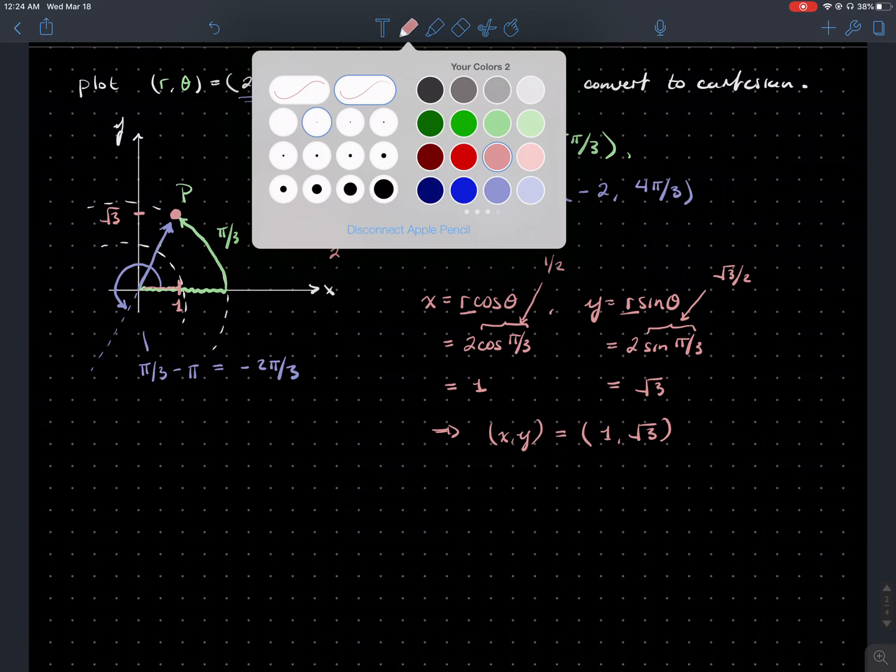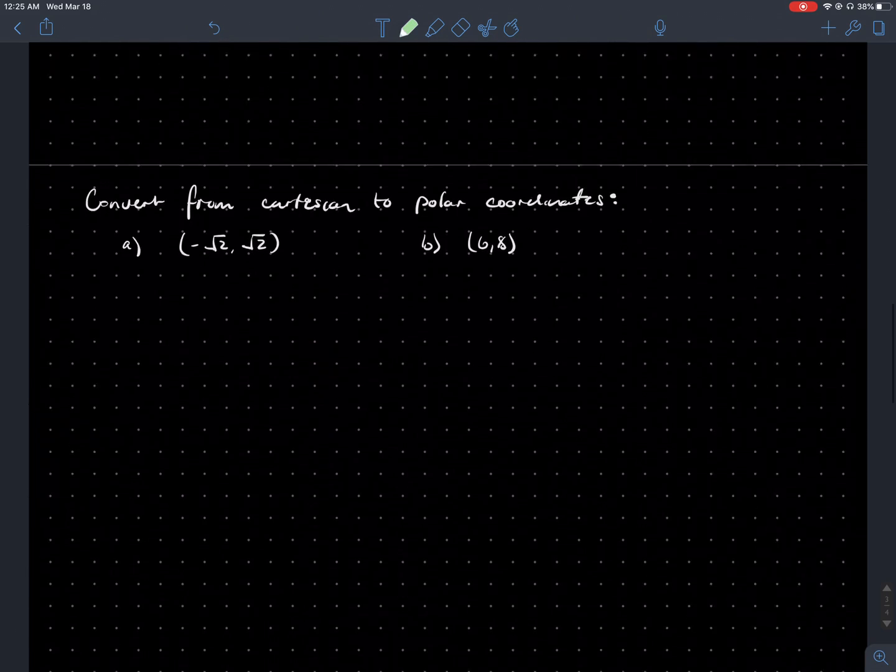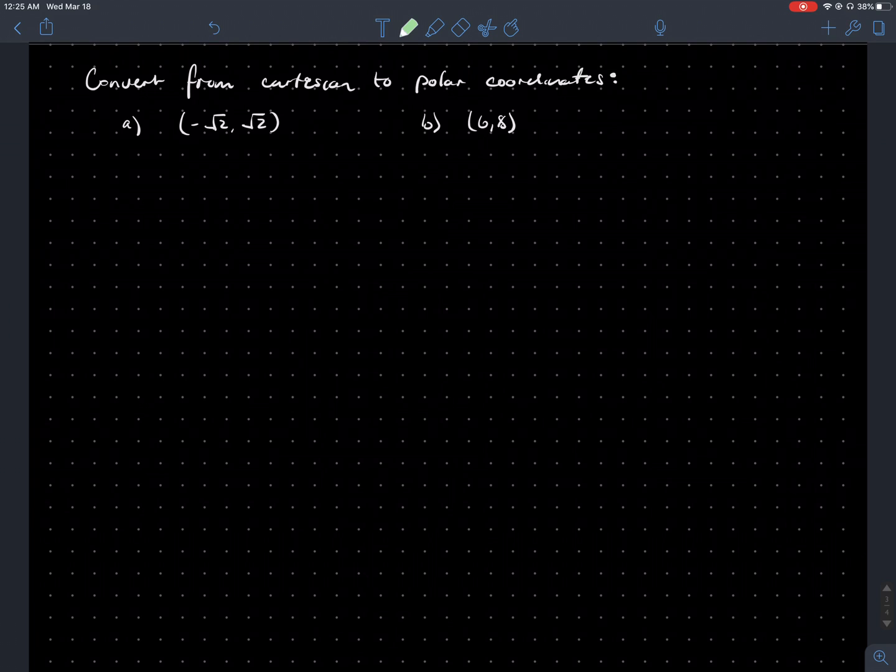Okay, it's a little bit more complicated when we get into equations in the next lecture video, but you will see that soon. So let's now talk about converting from Cartesian to polar coordinates. First example is a very simple one. Second example is a little bit more complicated. So let's do the first one.